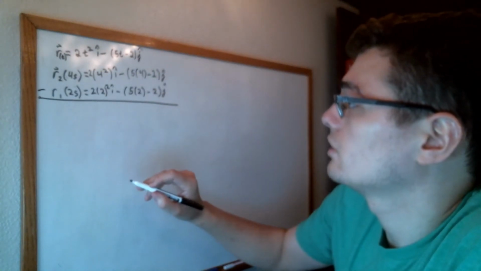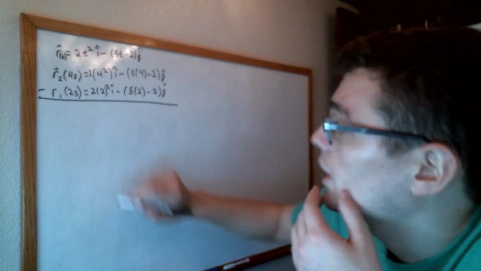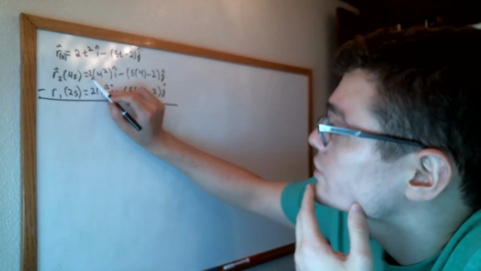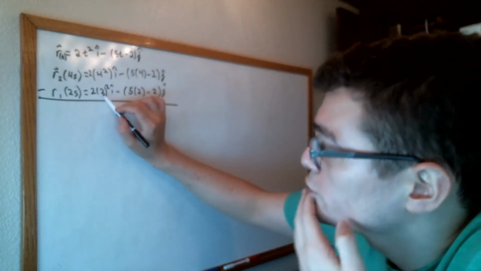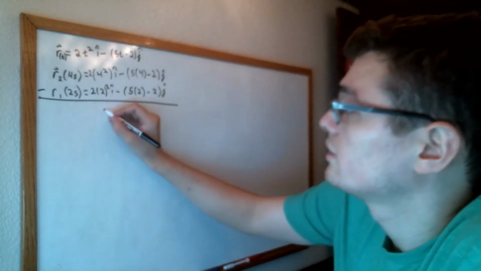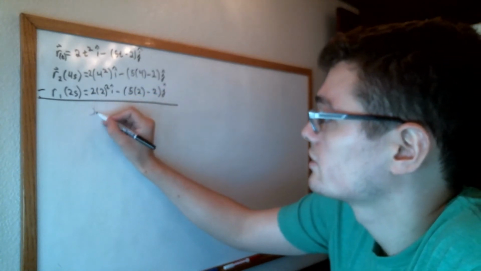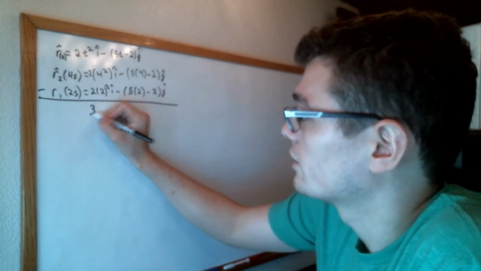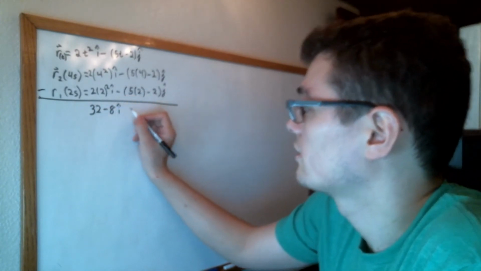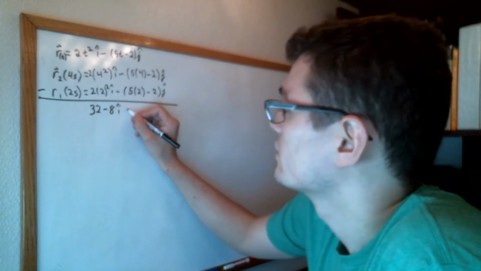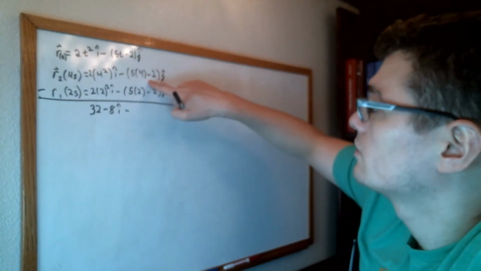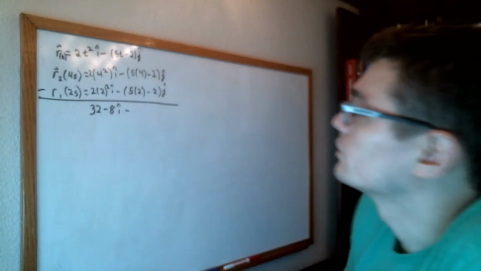So in this case, we're going to have that this is going to be 16 times 2, which is 32. 32 minus 4, 8. So 32 minus, well, actually, I'll write it out. 32 minus 8 i hat. And then this is going to be 5 times 4 is 20 minus 2 is going to be 18.